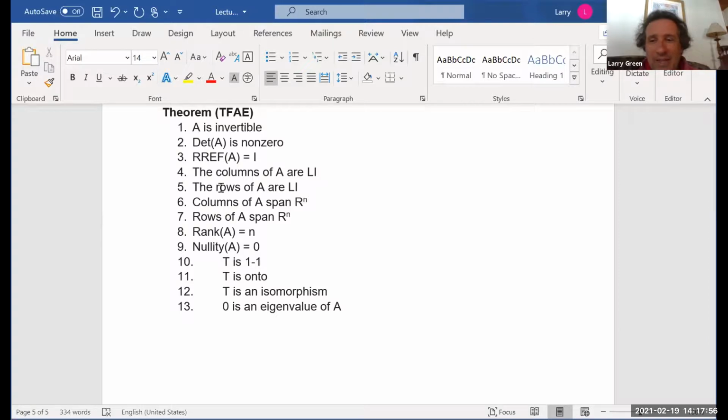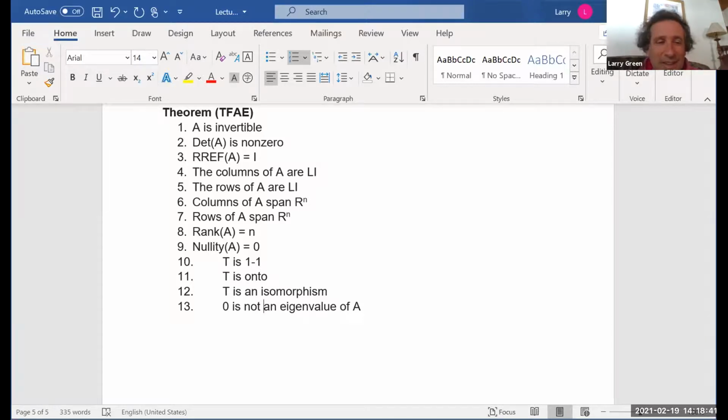So the big theorem of the entire class, TFAE: A is invertible. Determinant of A is non-zero. RREF of A is the identity. The columns of A are linearly independent. The rows of A are linearly independent. The columns of A span Rn. The rows of A span Rn. The rank of A equals n. The nullity of A equals 0. T is 1 to 1. T is onto. T is an isomorphism. And now, 0 is not an eigenvalue of A. So we now have another TFAE entry. I did warn you, we're going to get a lot, right?